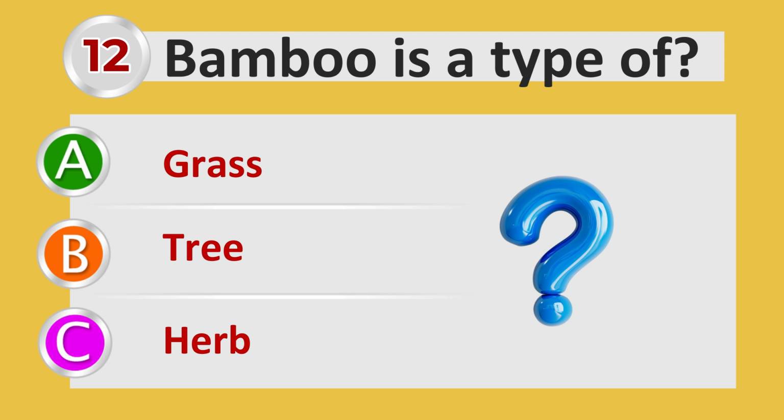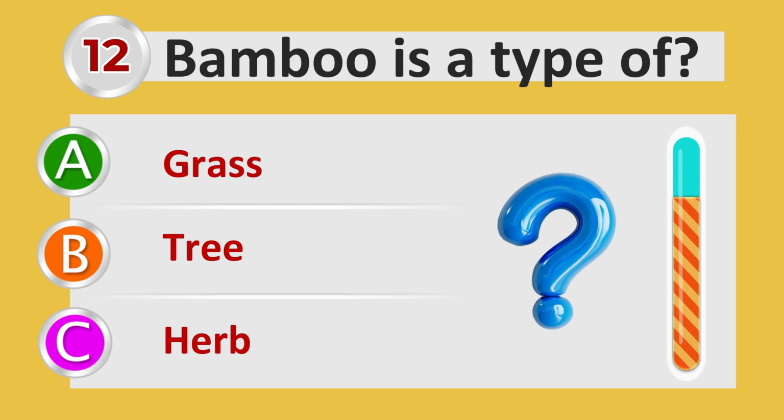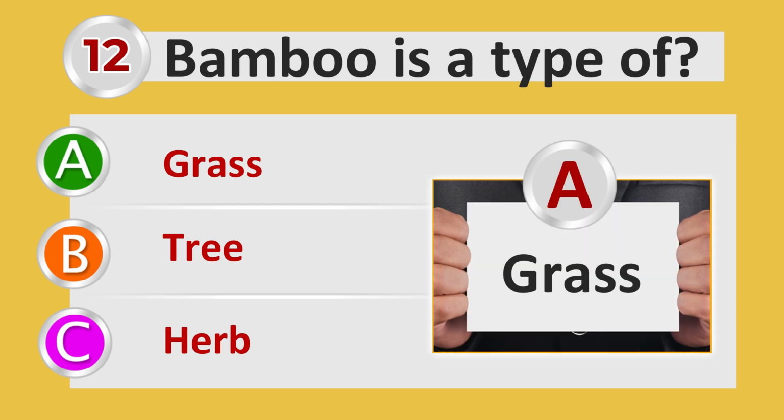Bamboo is a type of A. Grass. B. Tree. C. Herb. Answer is the A. Grass.